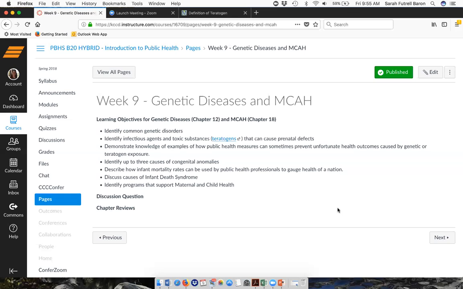Infant mortality rates are used by public health professionals to really gauge the health of a nation. So when I tell you that the infant mortality rates are high for the United States, that's an indicator that there's something going on in our public health system. It means that healthcare, or access to healthcare, or prenatal care, or something along those lines is not going well for us. That is like the litmus test, the barometer, the if your tank's running on empty gauge. If you see infant mortality rates high in a community, that means something's not going well.